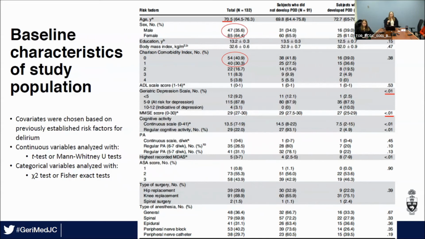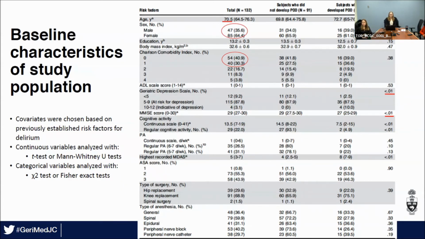When you look at the number of people who ended up developing delirium, 61% of the people who developed delirium were women and 39% were men. When you look at the Charlson Comorbidity Index, you'll see that they were actually a fairly healthy cohort. So most of them had a CCI of either 0 or 1.